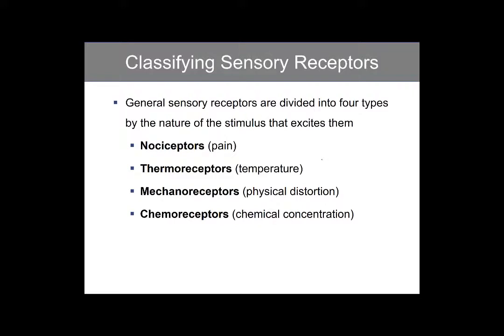General sensory receptors are divided into 4 types based on the nature of the stimulus that excites them. We have nociceptors, thermoreceptors, mechanoreceptors, and chemoreceptors.